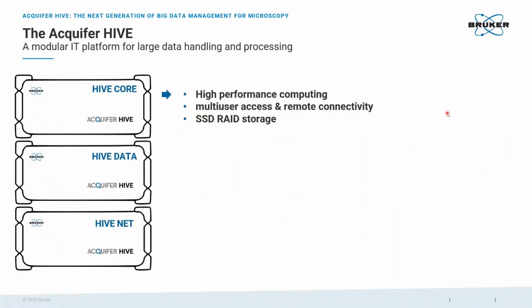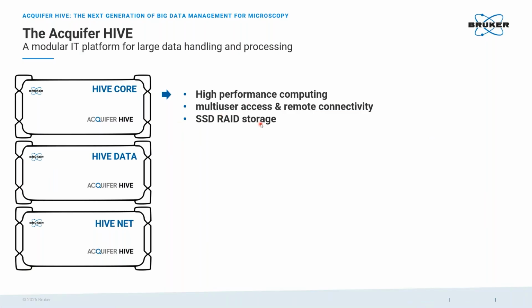So what is a Hive? The main functionality of the Hive is provided by 3 modules. And these 3 modules are indicated here. So we have the Hive core, the Hive data, and the Hive net. And the Hive core is a kind of computing unit of the Hive, which is a high-performance computing workstation, again, tailored for the analysis of digital image data coming from microscopes.